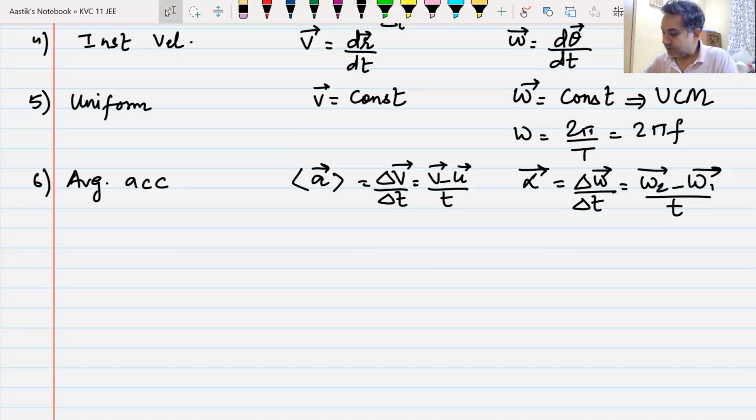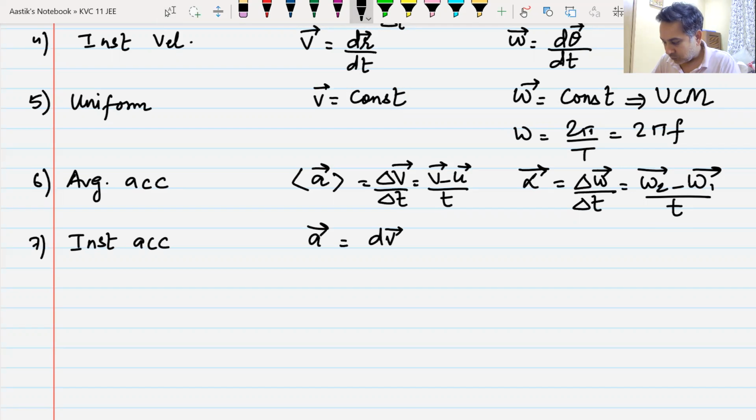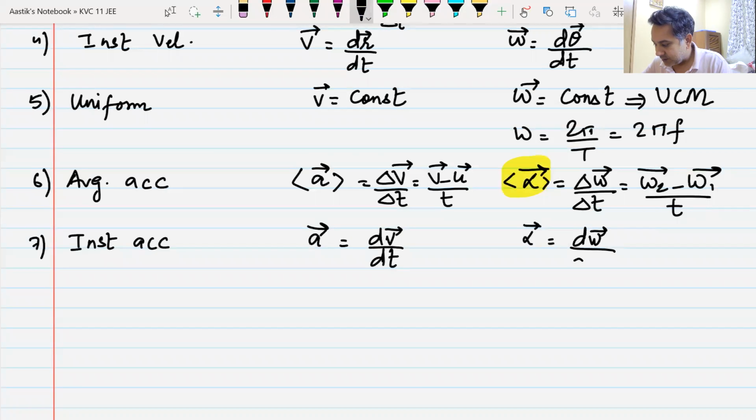Then we had the term on instantaneous acceleration. Here it was written as a vector, dv vector by dt. Here it was written as, sorry, alpha vector. I've changed this. Just remember this. Alpha vector is d omega vector by dt.